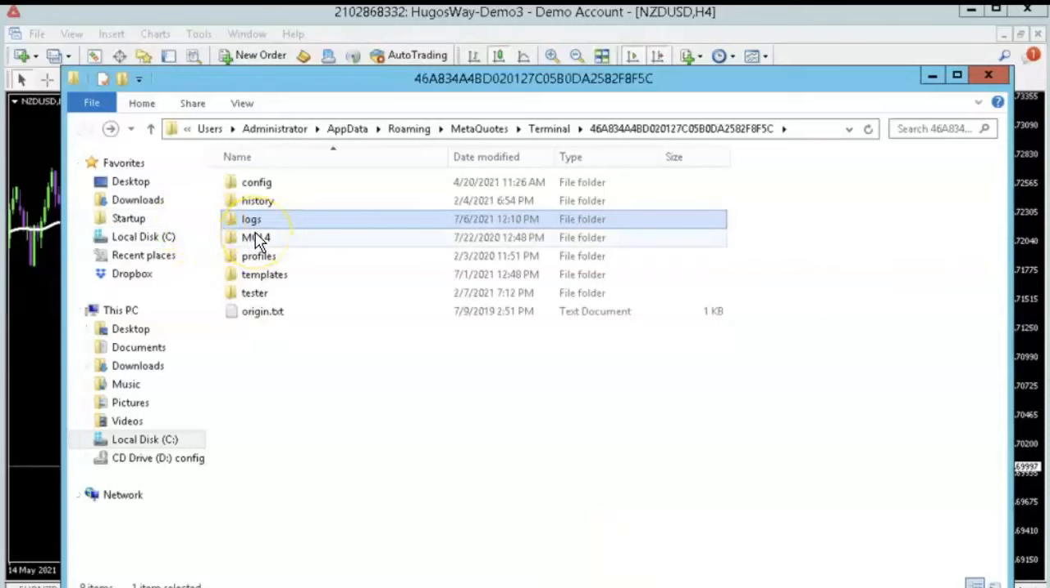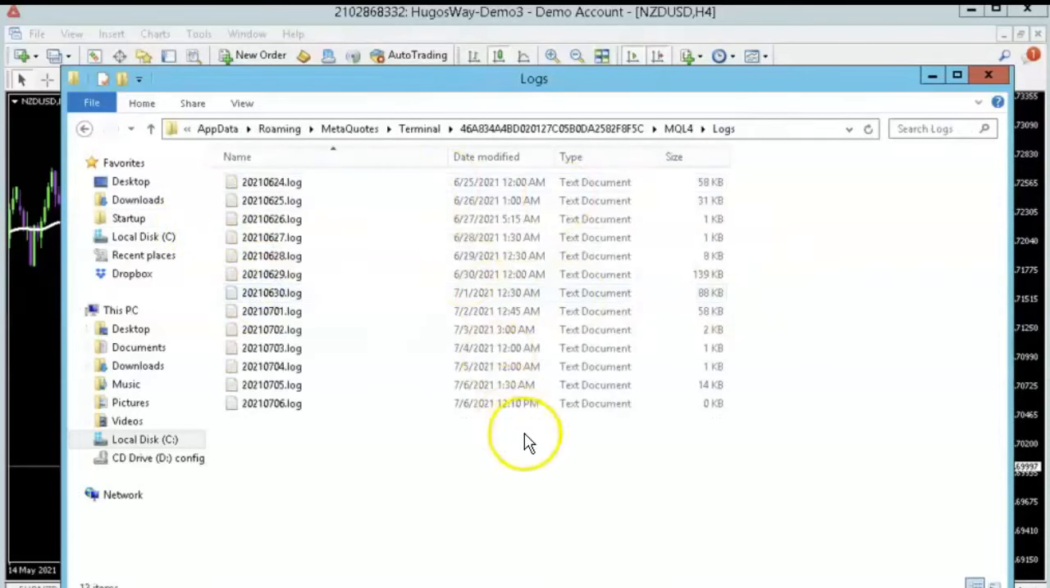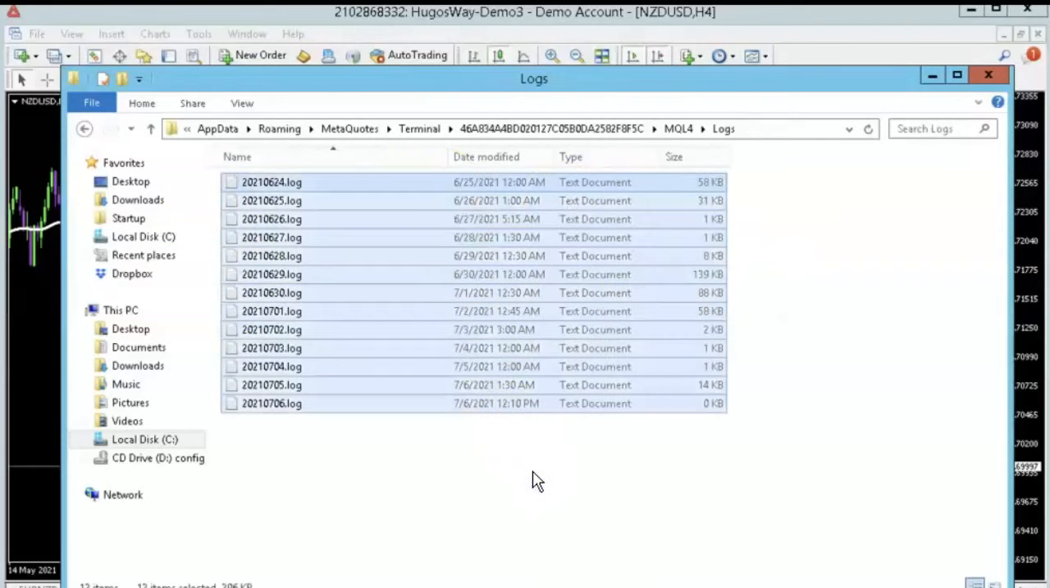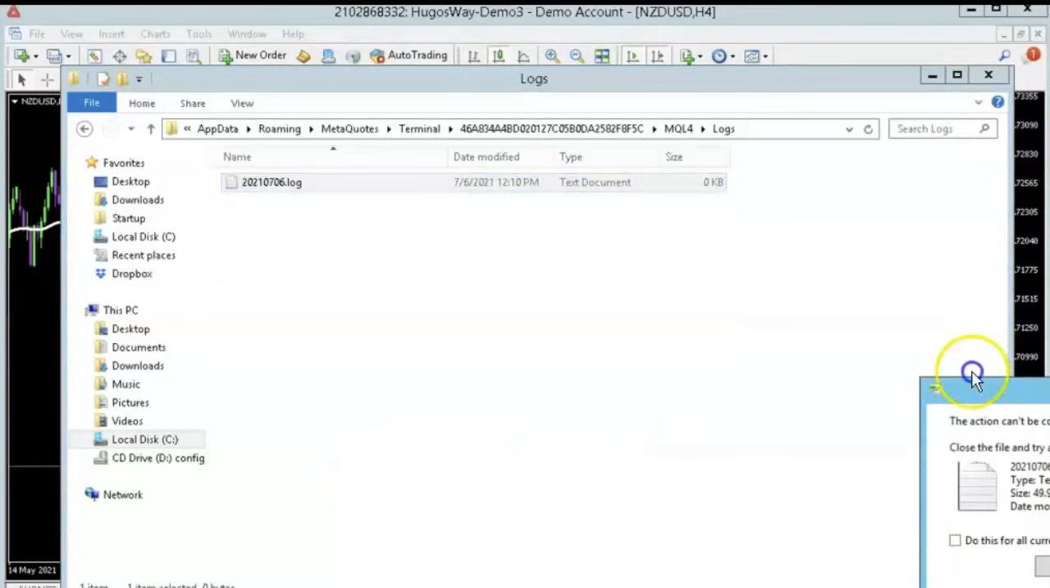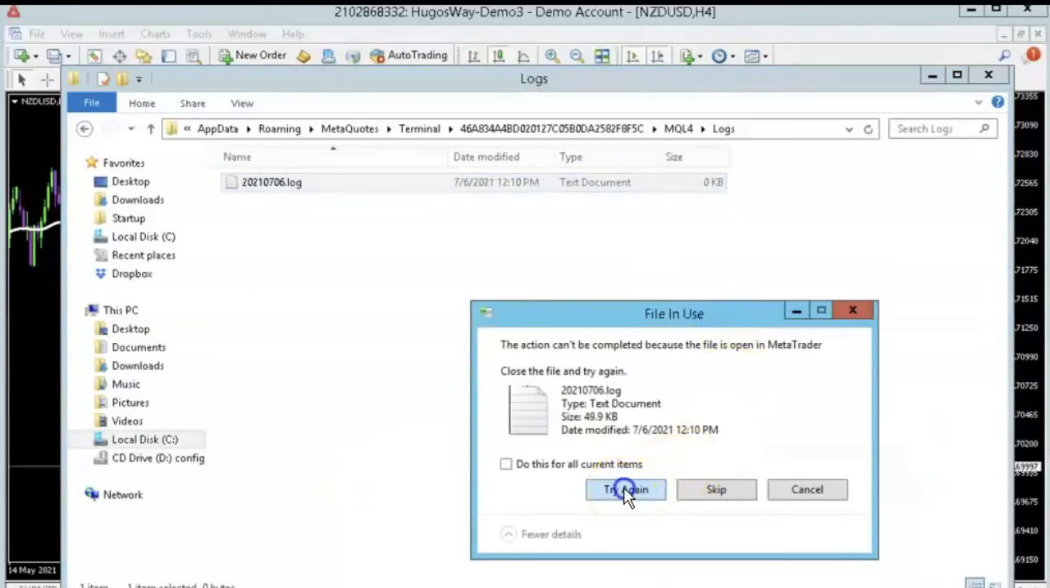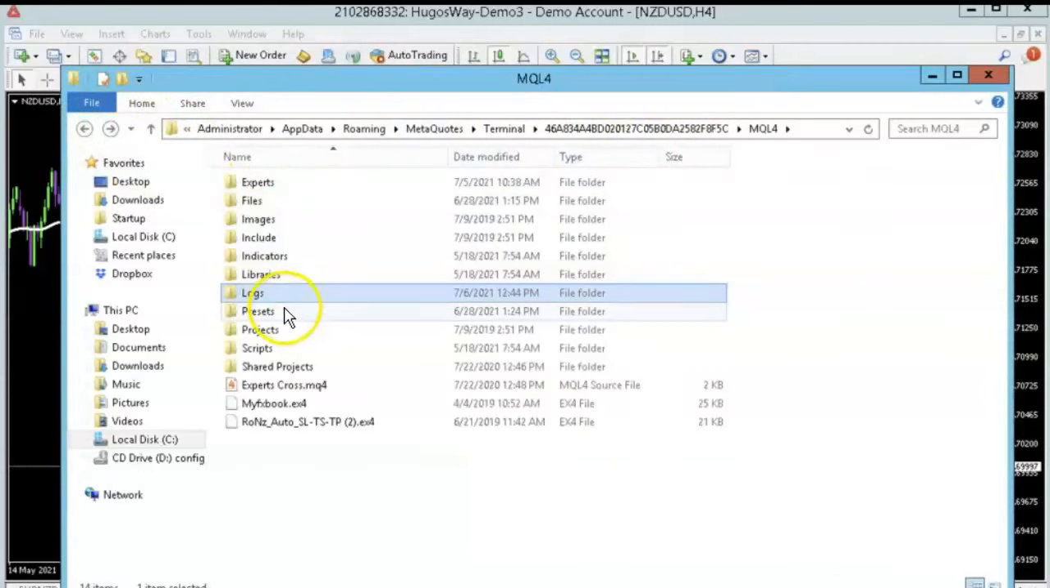And then I'm going to do the same thing in my MQL4. Come down to logs. Not as many here, but I'm going to hit Control A and delete all of these as well. Pull that back on the screen. Try again. It's always going to make you keep the one that is open, so that one's going to have to stick around. You can also choose to delete your history.